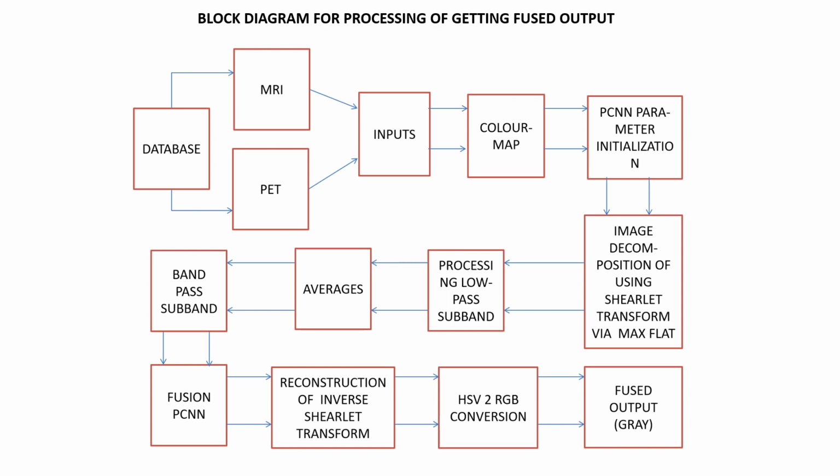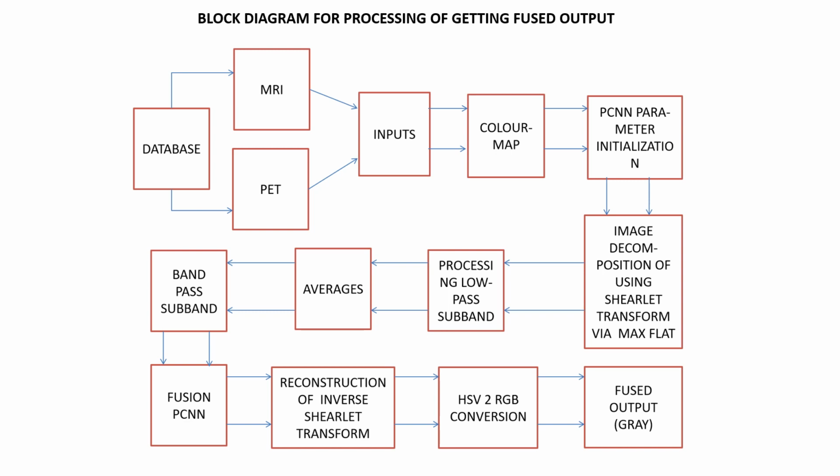Also, this output is given to the image decomposition using the shearlet transform via MaxFlat. It can be converted into a frequency domain from these. So, by using the shearlet transform, we can filter the unwanted resources. This output is then given to the processing low pass subband. Here, it allows only the low frequency values and rejects the other pass bands.